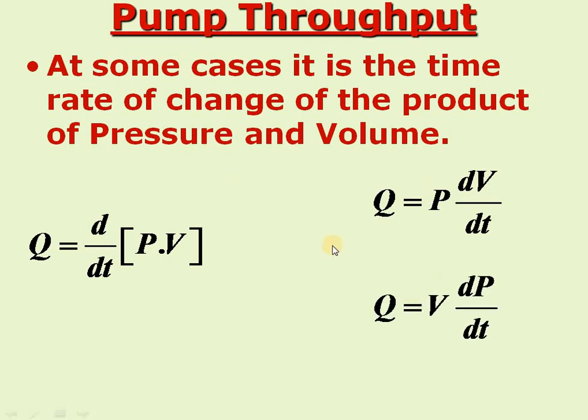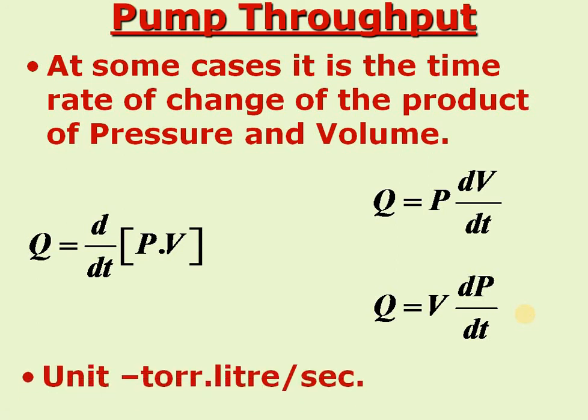So here you can see Q is equal to volume times dP by dt. This is possible for a given volume of a container. Its volume is fixed, pressure may get reduced as the pumping goes on. So you can more beautifully define the throughput as volume times dP by dt. Again, the unit will be the same, volume is here, dP by dt is here. You can check back that the unit of throughput is the same everywhere. So that is shown here, torr meter per second.